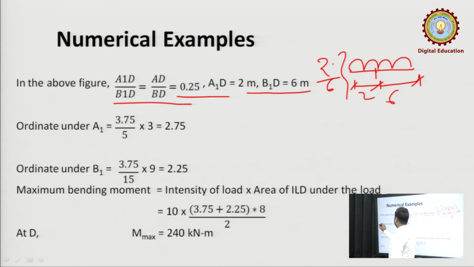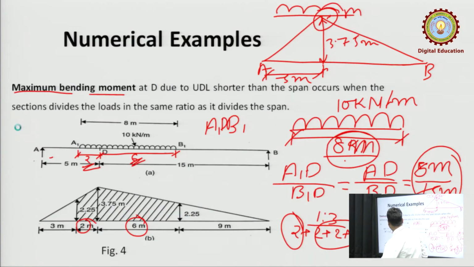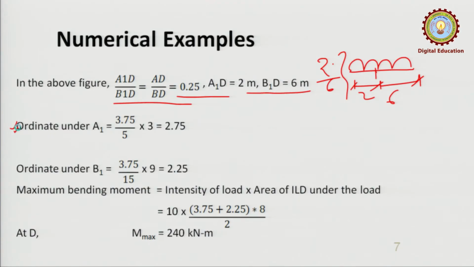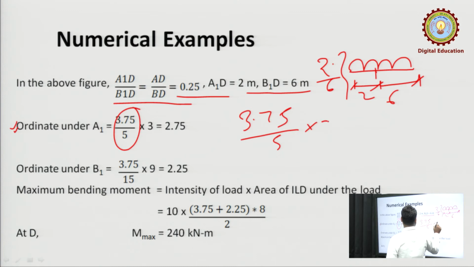Okay. Now we have to calculate the maximum bending moment. Now first we have to find the ordinate under A1. How can we find A1? You can see here, it is written 3.75 into 3.75 by 5 into 3, that means 2.75.